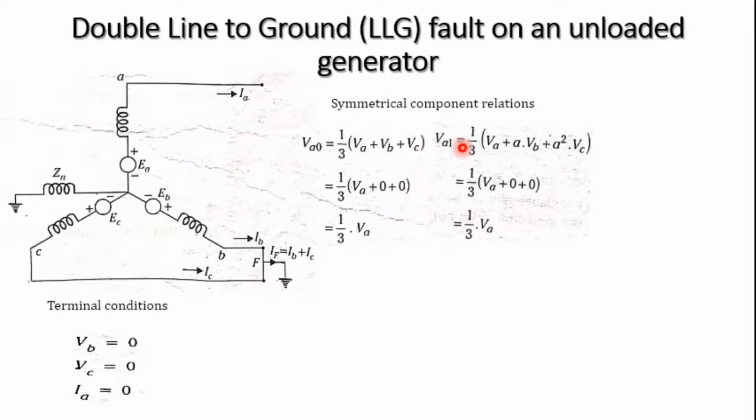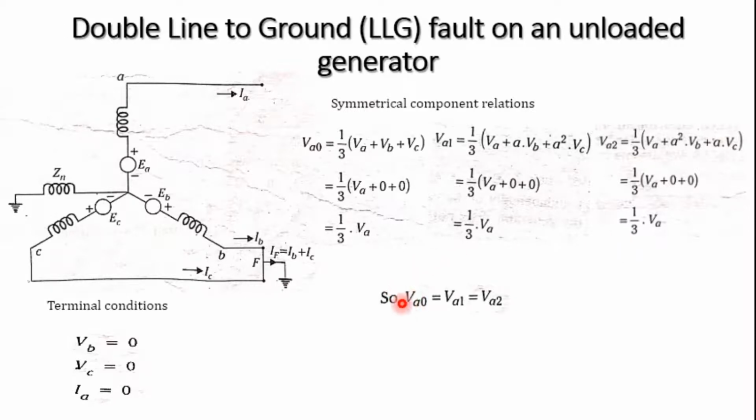For VA1, it is 1 by 3 of VA plus A into VB plus A square into VC, so this also gives 1 by 3 of VA. For VA2, it is 1 by 3 of VA plus A square into VB plus A into VC, so this also gives 1 by 3 of VA. It means that all the symmetrical components of the voltage are present. So we can write VA0 is equal to VA1 is equal to VA2, which is 1 by 3 of VA.